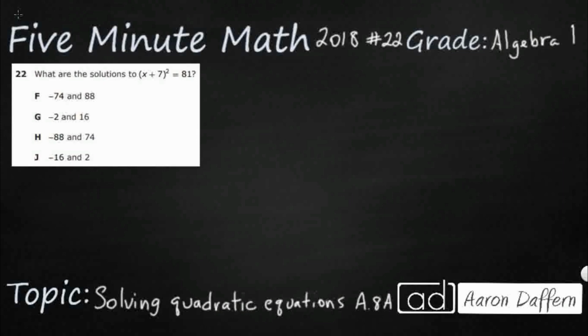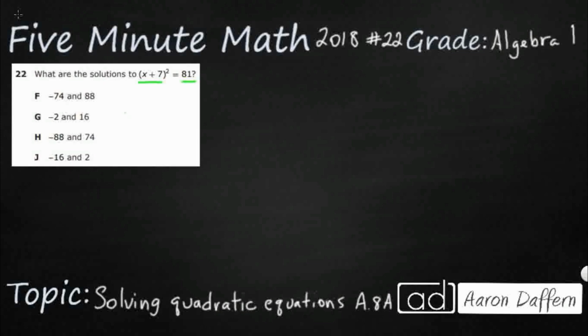So, we're looking for the solutions to this very simple quadratic, but you notice that this quadratic is already factored here. It's got x plus 7, a binomial squared, and then 81. So let me show you the most efficient way, in my opinion, to solve this.